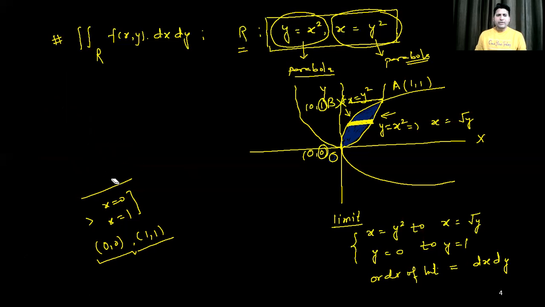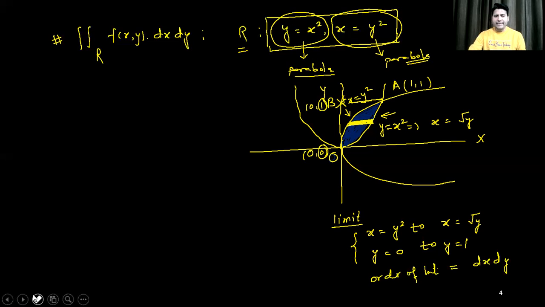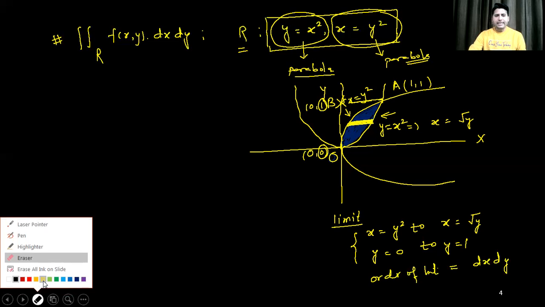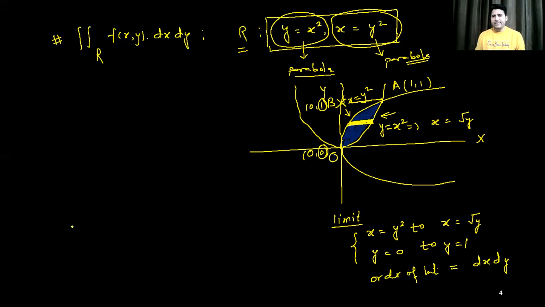Only the thing you need to keep in your mind is what? Whatever strip you take, either parallel to x-axis or parallel to y-axis, that coordinate limit will be calculated from the strip, and the other will be calculated from the coordinate axis. One more thing, if you see, if I rotate this strip from y equal to 0 to 1, the whole region will be covered.